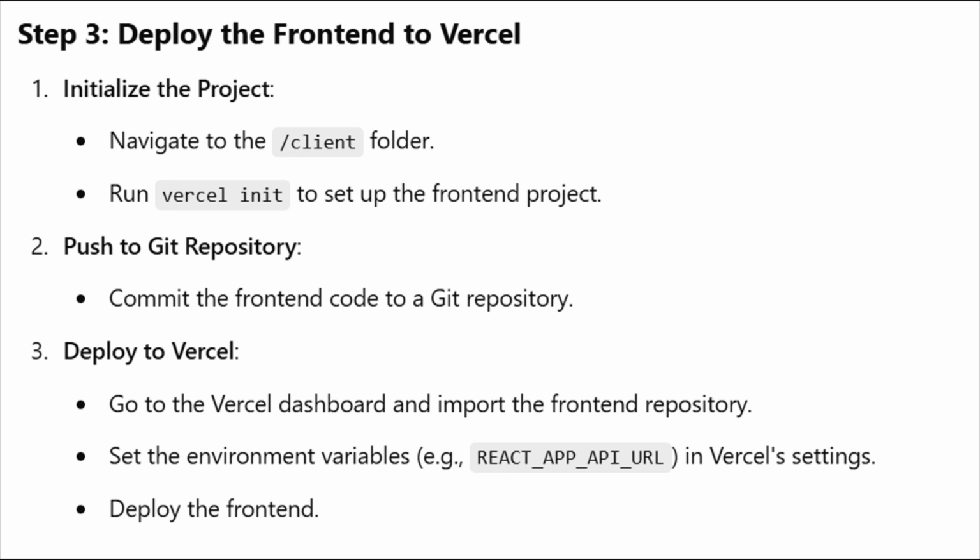Deploy to Vercel. Go to the Vercel dashboard and import the frontend repository. Set the environment variables, example REACT_APP_API_URL, in Vercel settings. Deploy the frontend.